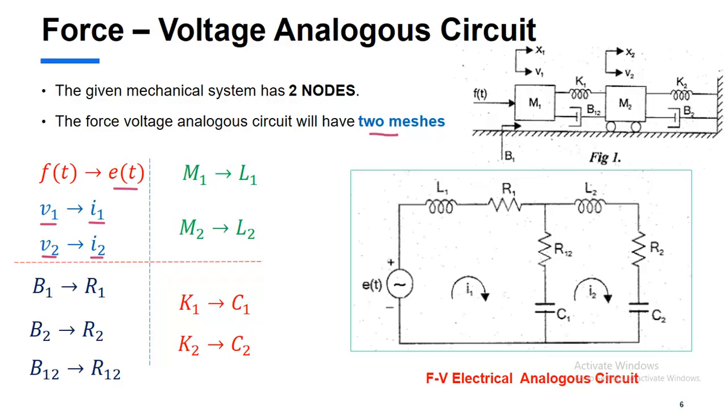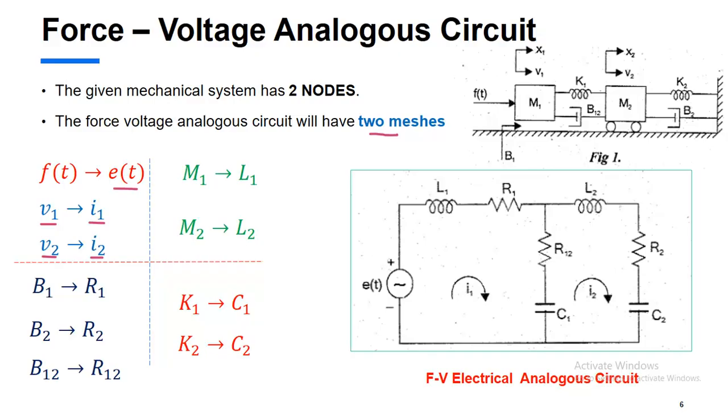Mass is equivalent to inductor. Dashpot is equivalent to resistor. And the spring is equivalent to capacitor. Usually we will get 1 by C1 and 1 by C2, so for easy understanding, I am writing it as C1 and C2.